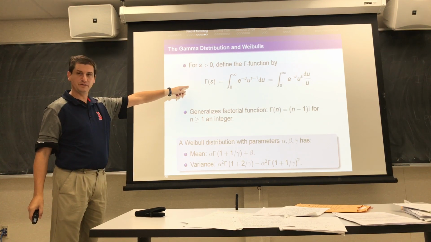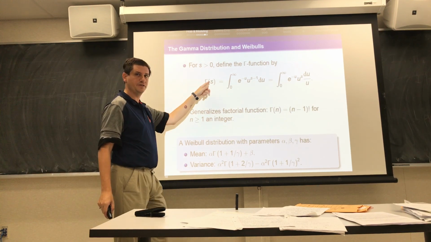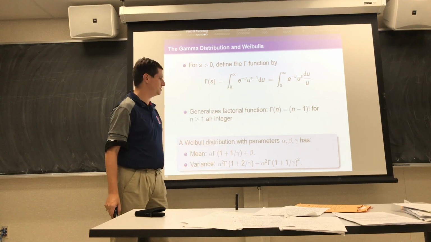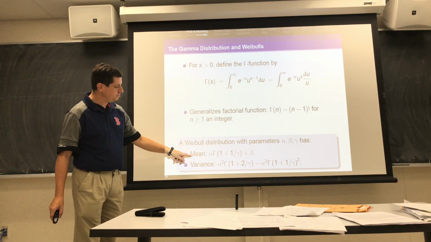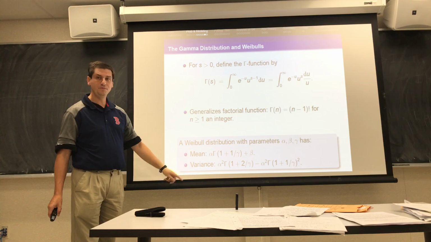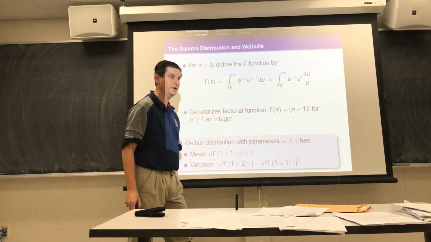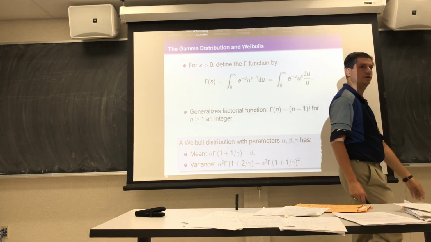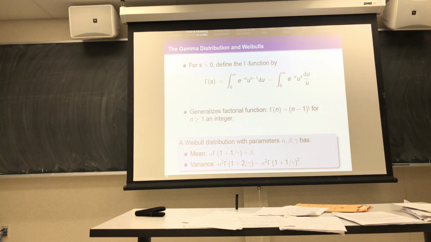We've seen the gamma function several times before. It's the generalization of the factorial function. We're going to meet it throughout the semester. And it turns out that the mean and the variance of the Weibull can be computed explicitly in terms of its parameters and values of the gamma function. It's always nice when you have closed form expressions.